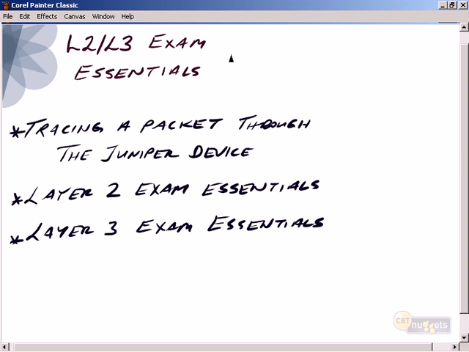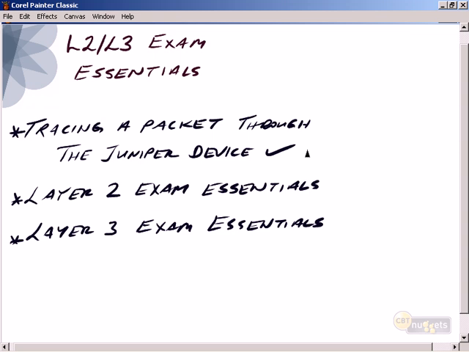Now, this particular nugget, if you're not planning on taking the exam, you could literally skip it. However, I think you'll pull some interesting information out of it. I'm going to be tracing a packet through the Juniper device and talking about what happens at Layer 2 and Layer 3. Remember, all those devices can really do switching and routing, right? They're Layer 2 and Layer 3 devices, even the security appliance. So we're going to do that.